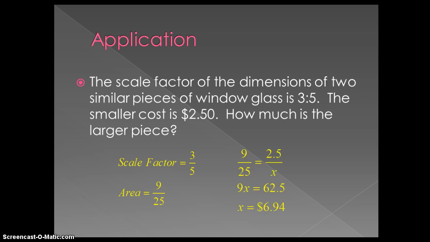Now again, we're just going to use a proportion. Our ratio is 9 to 25, and we're paying $2.50 for the smaller one. How much is it going to cost for the larger one? Cross products gives us 9x equals 62.5. So our larger piece of glass is going to cost $6.94.